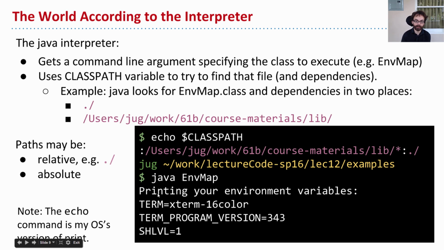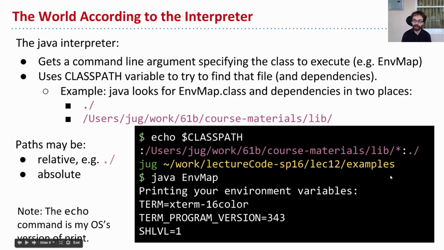And then the second command I did was java envmap. So this is invoking, of course, the Java interpreter. If we look carefully at what's happening with Java, it is a program that takes a command line argument right here, called envmap. That's the command line argument that says what to execute. And then Java says, okay, well, to run envmap, I need to know where to look for things. So it looks at this class path variable that it has access to, and it will look in the two folders given here, ./ which is the current folder, and this folder. And it will use that to find envmap and any of its dependencies.